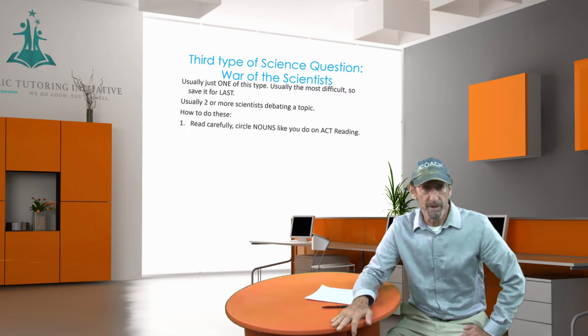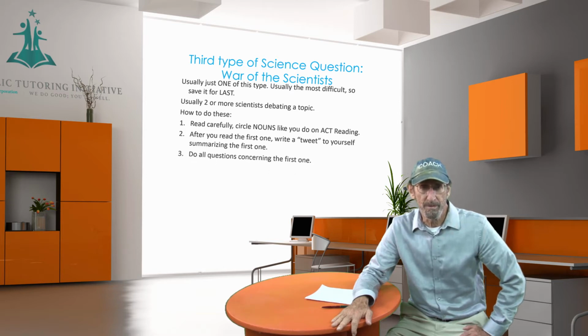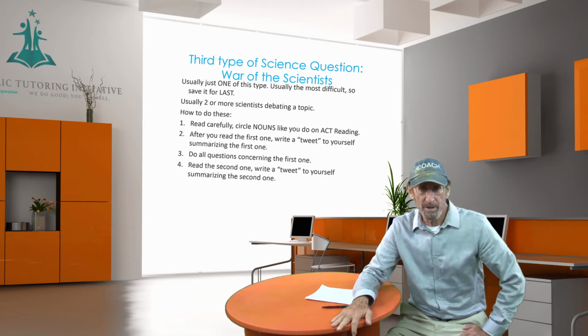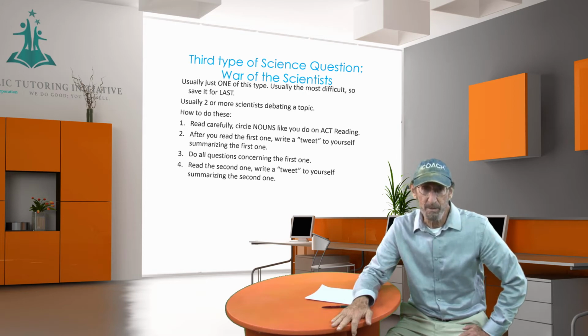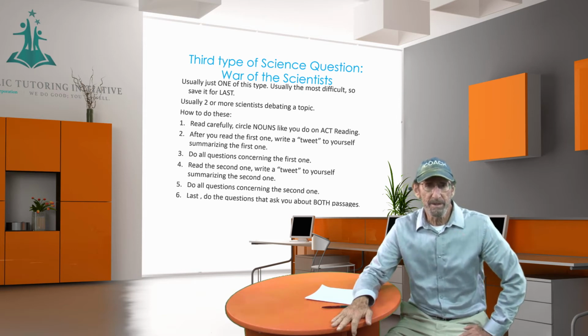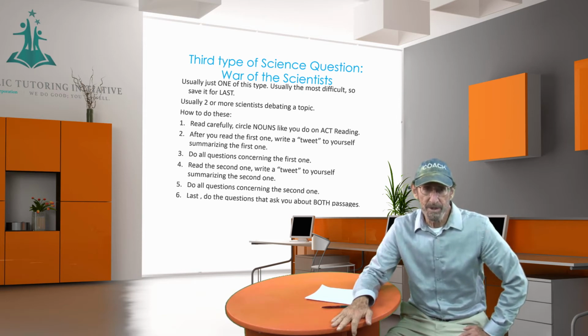Read carefully, circling nouns, as Mrs. Arts taught you. After you read the first one, write a tweet to yourself summarizing the first one. Then, do all the questions that refer to that one. Next, read the second one. Circle it up, just like Mrs. Arts told you. Then, write a tweet about that one. Then do all the questions that deal with that one. And at the end, do the ones that ask you to compare and contrast them. If you need to guess on this passage, go ahead. It usually is the toughest one to get through.